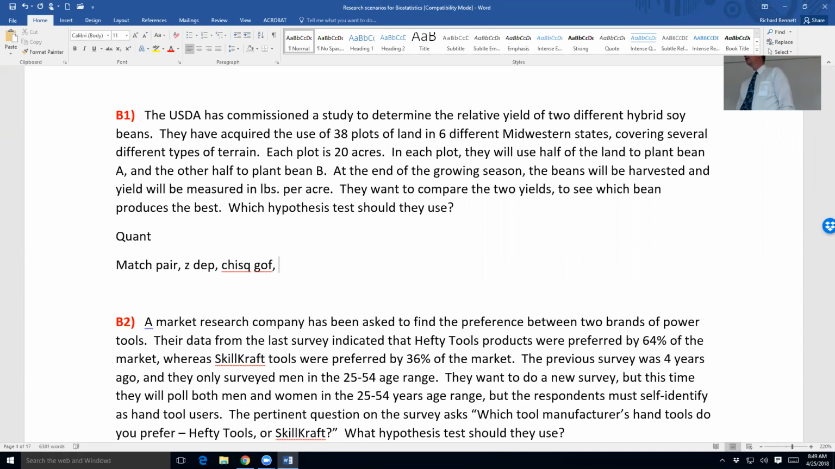Any other ideas? Nobody said ANOVA? I thought for sure somebody would say ANOVA. I'm not speeding through this, but anyway, I'm going to give you 4 choices on that one. Those are the 4 most common choices. Who thinks it's matched pair? 1. Who thinks it's Z dependent? Nobody? Who thinks it's chi-square goodness of fit? 1, 2, 3, 4, 5. Who thinks it's ANOVA? 1, 2, 3, 4. Who doesn't know? Okay, that was the best answer right there. It was matched pair. Planting half of it on it, half was bean A, half is bean B. We're matching each plot with half. Okay, does that make sense? Yeah.